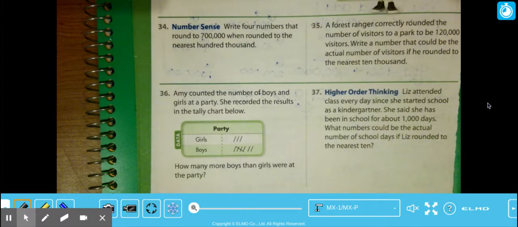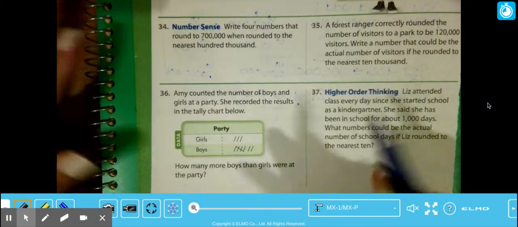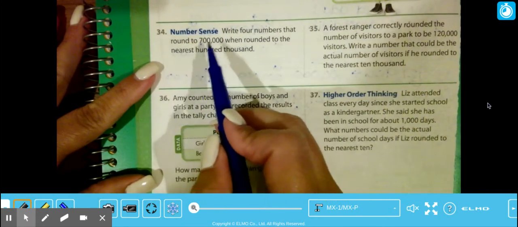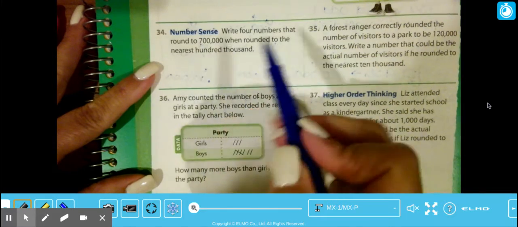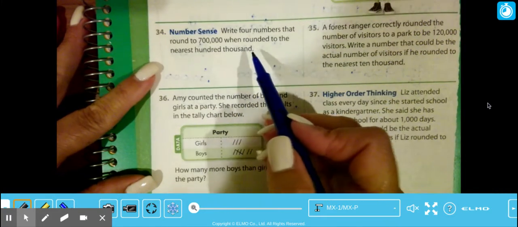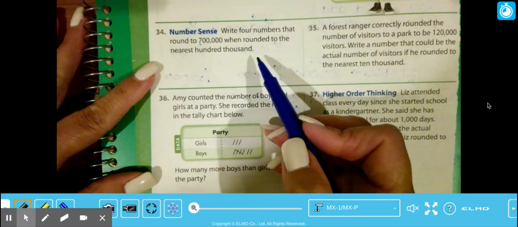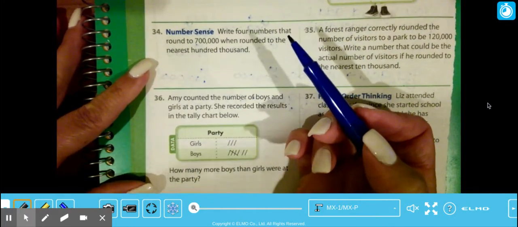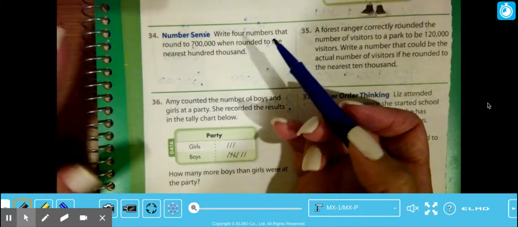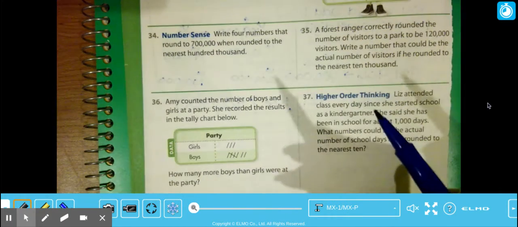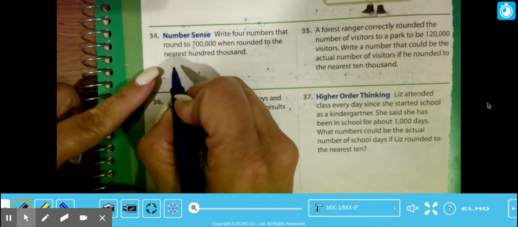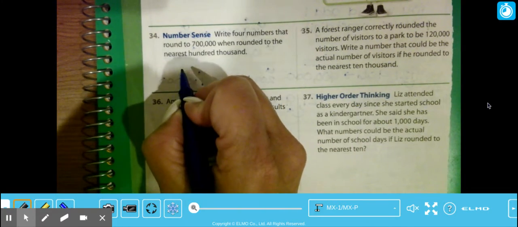All right, let's take a look at this one. So let's see here. Number 34, I kind of like that one. It says, write 4 numbers that round to 700,000 when rounded to the nearest 100,000. Now, there could be lots of numbers, right? So there's not any 4 correct answers here. Maybe we all have answers that could be counted as right. But let's see what that would be. Let's just do some samples here.